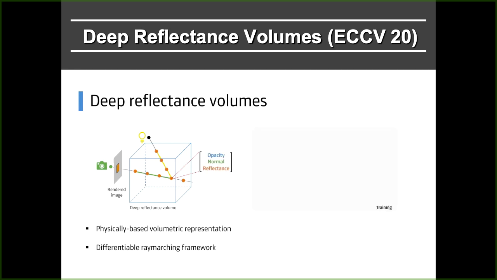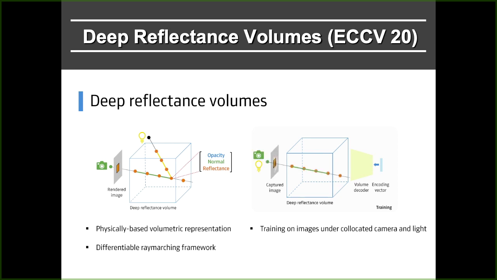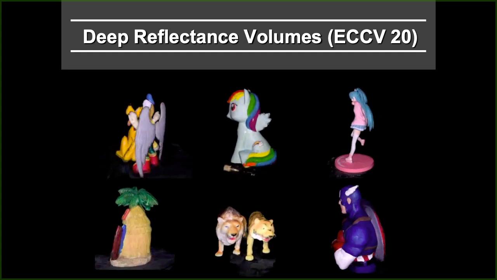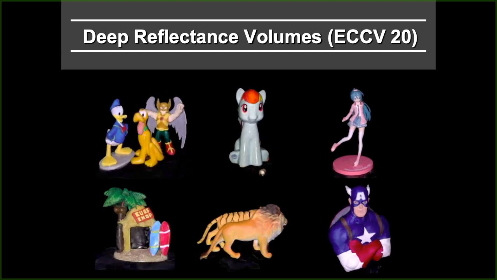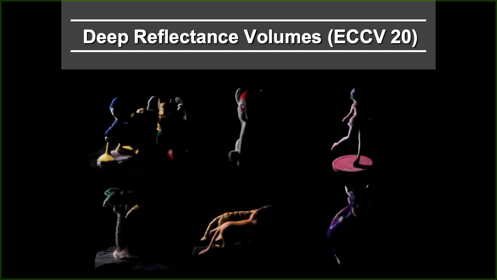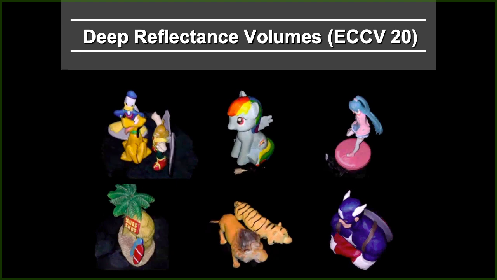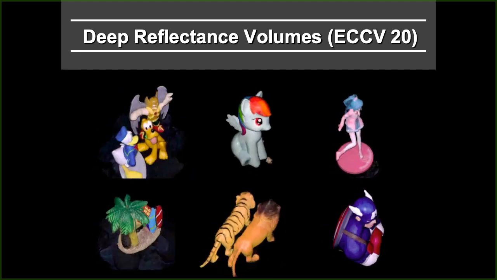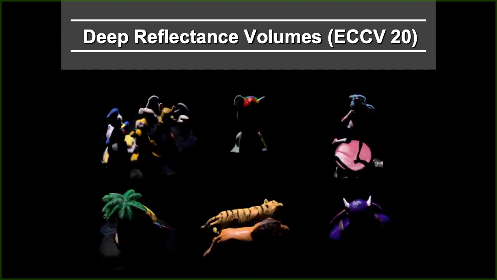To estimate such a volume, we start from an encoding vector and decode it into a 3D volume using 3D convolutional neural networks. We train the networks by minimizing the difference between the rendered image and the captured images with the collocated camera and light. And the learned volume can generalize to arbitrary novel viewpoints and lighting. Our method is able to reproduce the appearance of real-world objects and scenes with complex geometry, high-frequency tactile variations, and non-Lambertian reflectance.